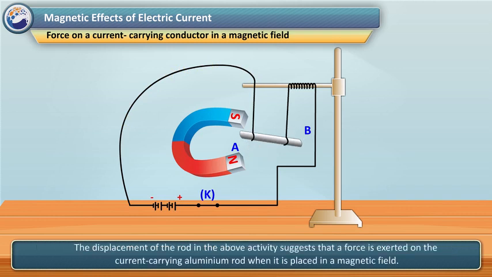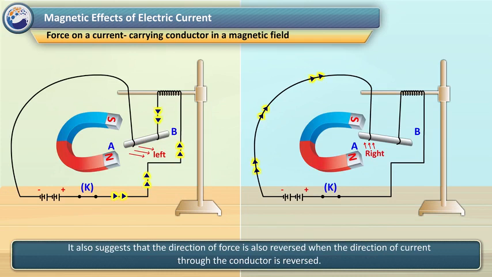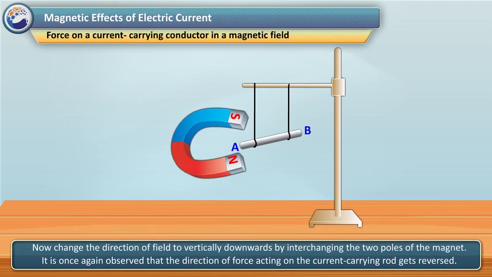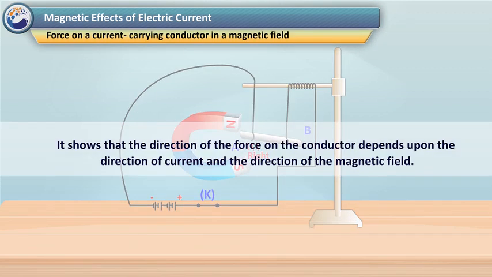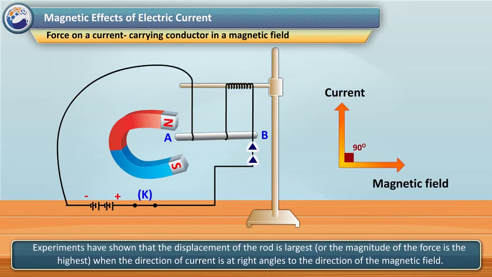The displacement of the rod in the above activity suggests that a force is exerted on the current-carrying aluminium rod when it is placed in a magnetic field. It also suggests that the direction of force is also reversed when the direction of current through the conductor is reversed. Now change the direction of field to vertically downwards by interchanging the two poles of the magnet. It is once again observed that the direction of force acting on the current-carrying rod gets reversed. It shows that the direction of the force on the conductor depends upon the direction of current and the direction of the magnetic field. Experiments have shown that the displacement of the rod is largest, or the magnitude of the force is the highest, when the direction of current is at right angles to the direction of the magnetic field.